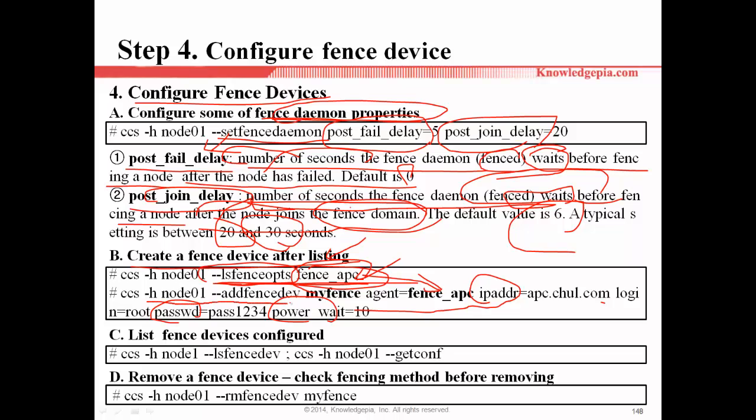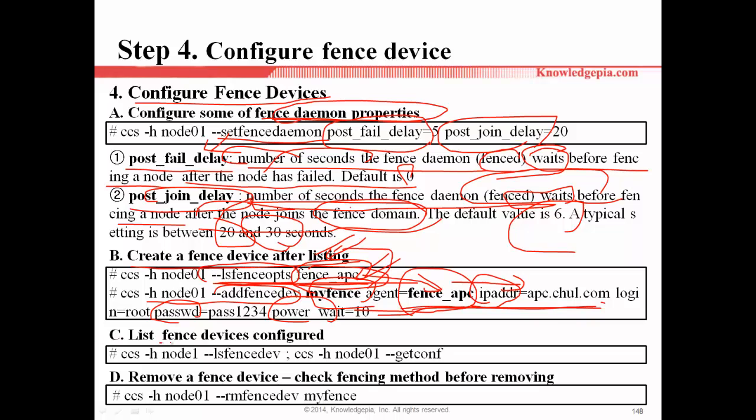node01 add fence device. In my case here, my fence. So my fence will be the fencing device name. And after that, select your fencing agent. In my case here, fence APC. And fence APC has these options: IP address, login, password, and power. So if you use this command, you will find the options for each fencing agent.